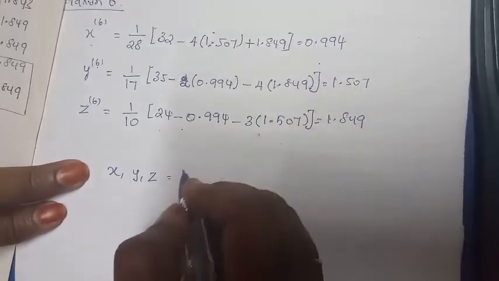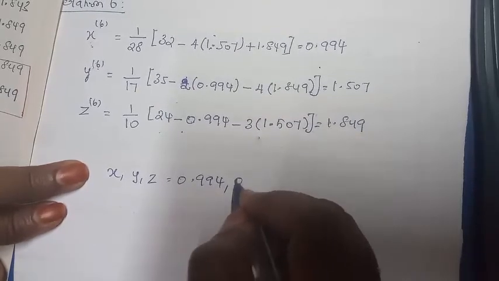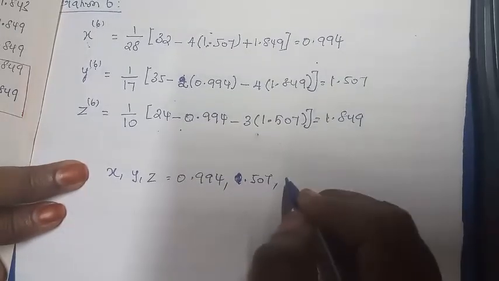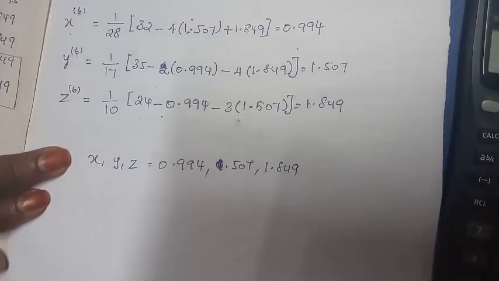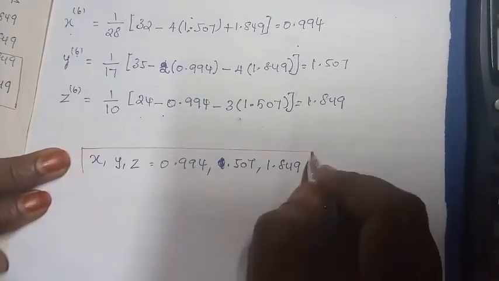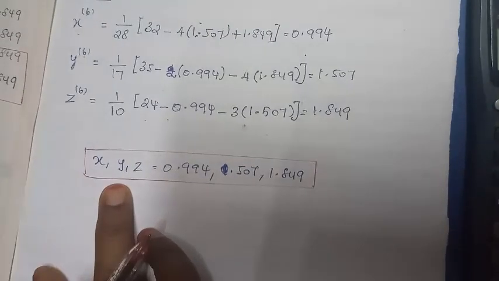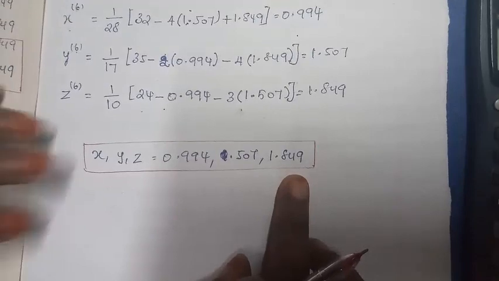The value of x is 0.994, value of y is 1.507 and z is 1.849. This is the final value of x, y and z obtained using the Gauss-Seidel method, correct to 3 decimal places. Hope this is clear to you.